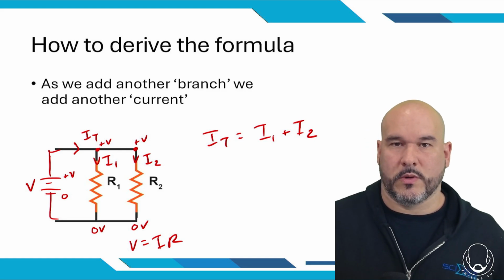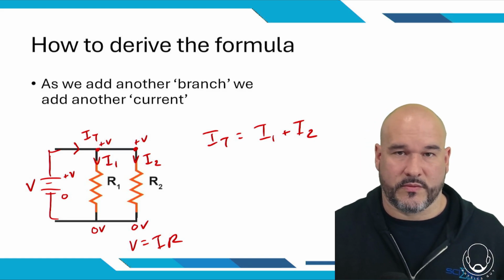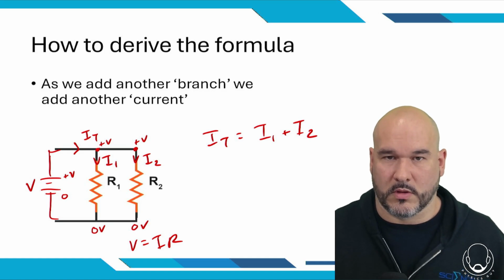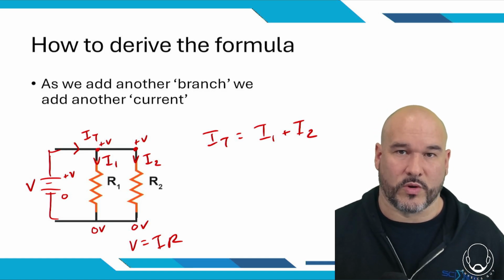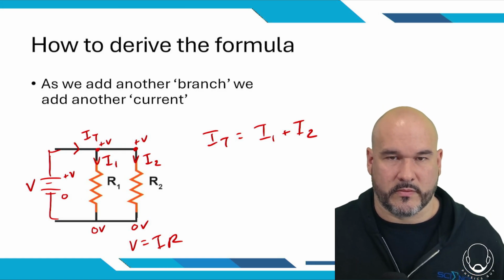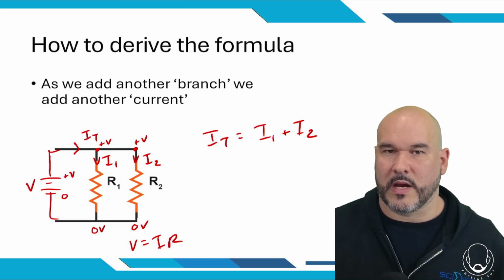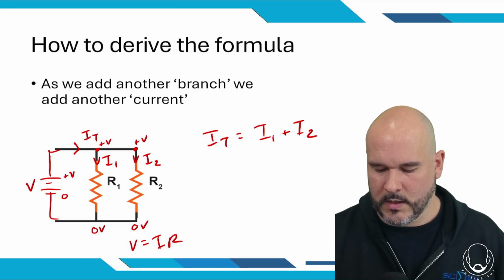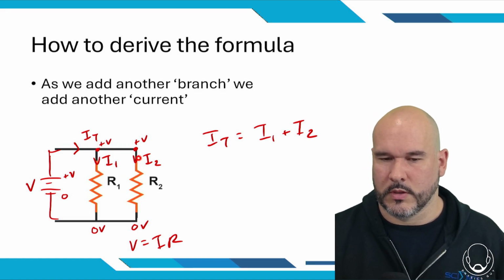So on the previous page, where it was just one loop, we had a potential difference of V across the resistor R1. Now we've still got a potential difference of V across resistor R1, which means the current is just voltage divided by resistance. So if the voltage value hasn't changed and the resistance value hasn't changed, the current value has not changed. That's an important thing to remember.